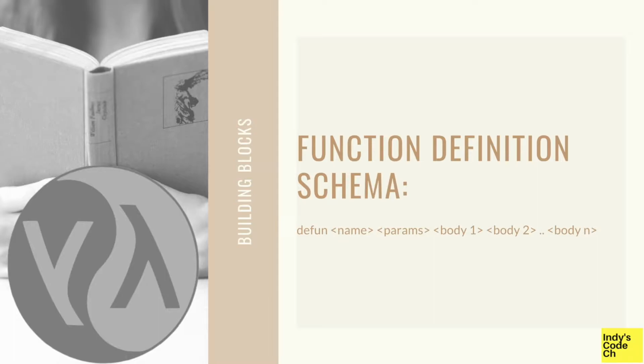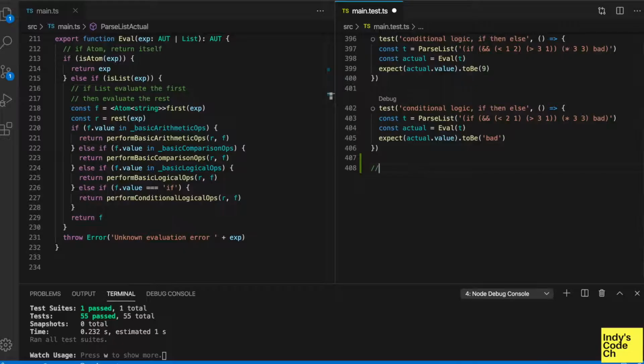The schema of a function definition in Lisp looks like this. We begin with the define operator, which requires a function name, a list of parameters, and one or more expressions that form the body of the function. As always, we start with a test.